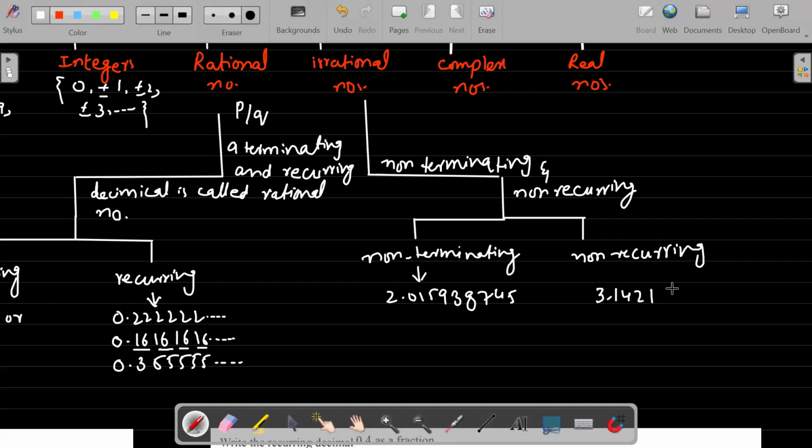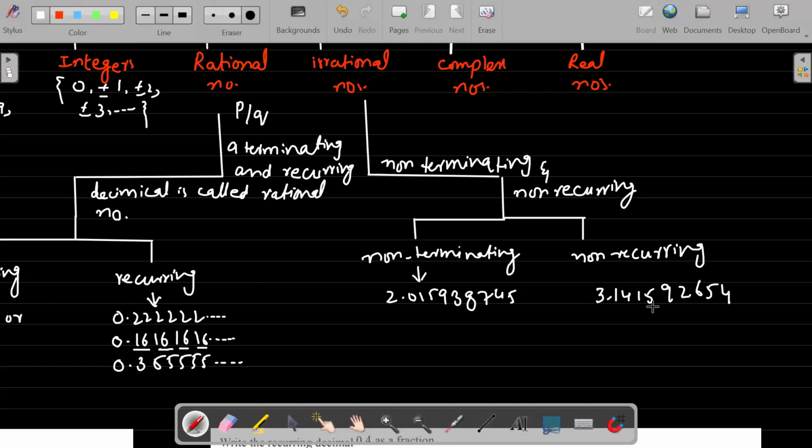Let me write the exact value for that. Just give me a moment. 3.1415 is 141592654. You can see that nothing is going to repeat in it, and it is non-terminating as well. It is not going to terminate. It is continuous.